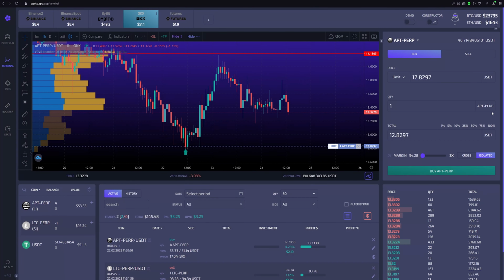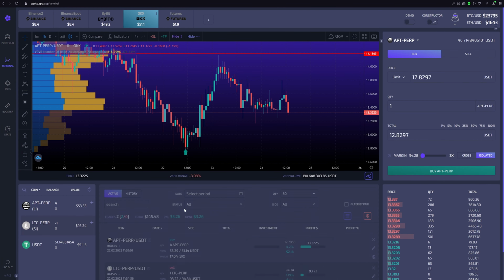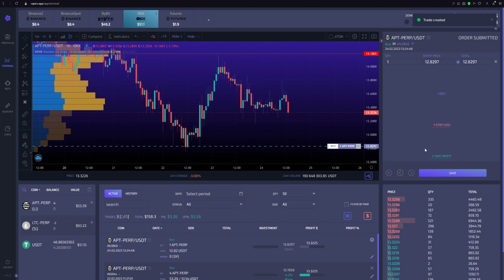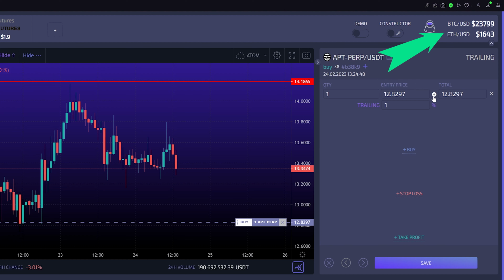Last thing for today is triggers. A trigger is a feature that allows you to delay placing a limit order. Triggers can be added to any limit order on Capico. To enable the trigger, click plus once. Clicking it the second time will enable trailing. You can watch a video on it here.